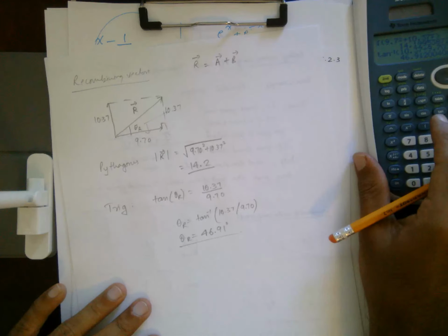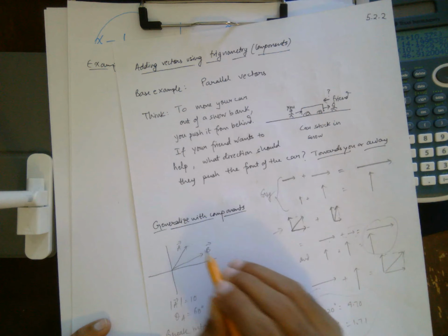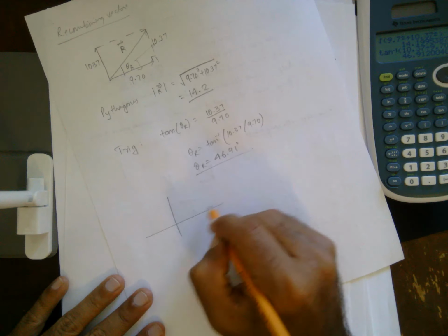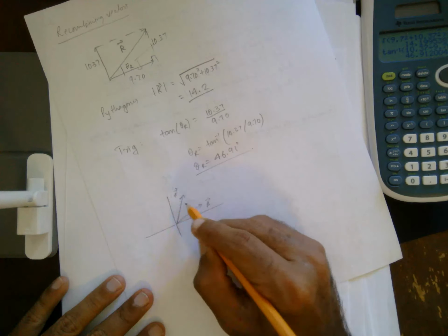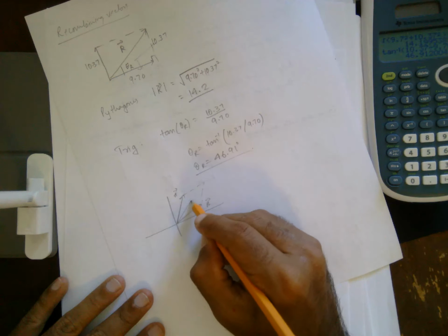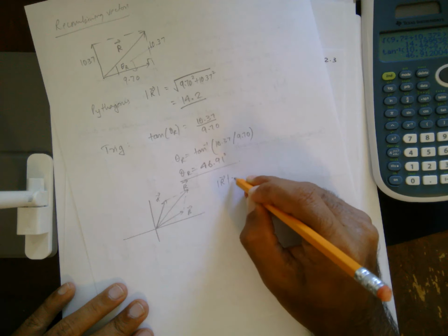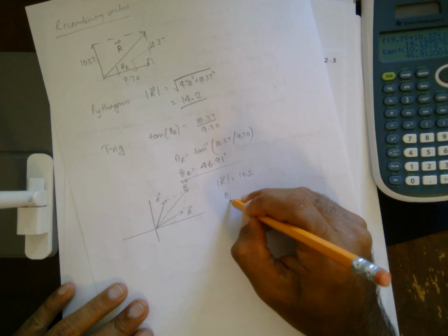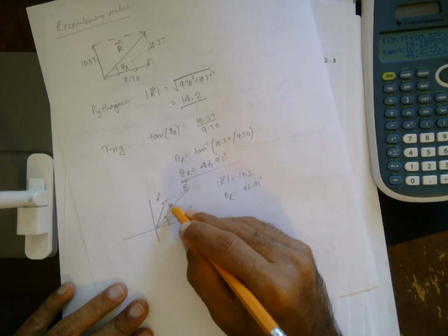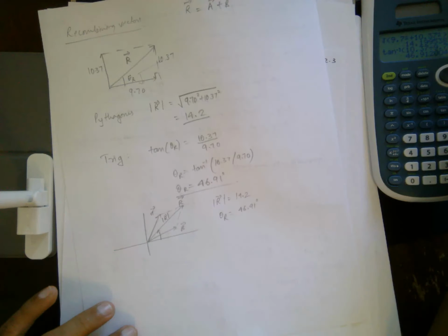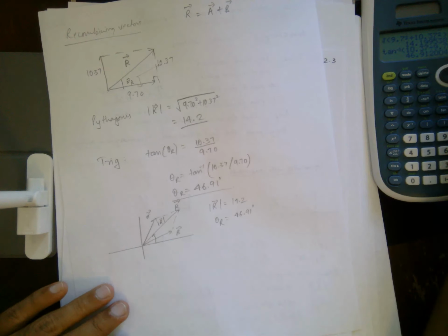So if I go back here, I had vectors A and B. When you add them in this diagram, you get this parallelogram. That's vector R. What's the length of R? It's 14.2. And what's the angle? It's 46.91 degrees. That's the angle and that's the length. So that's how we can find the sum of the vectors, also called the resultant vector.